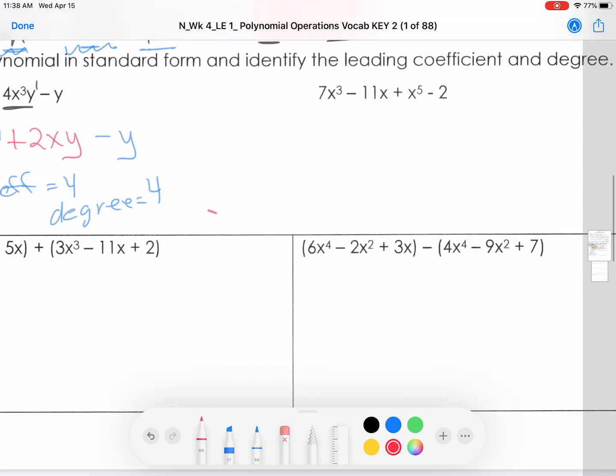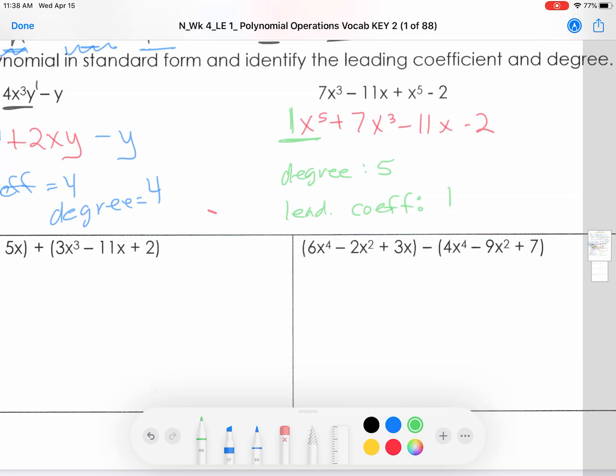This next example, the x to the 5th needs to go first, and then the 7x cubed minus 11x minus 2. So our lead term here has a degree of 5, so the whole polynomial has a degree of 5, and our lead coefficient would be a 1.